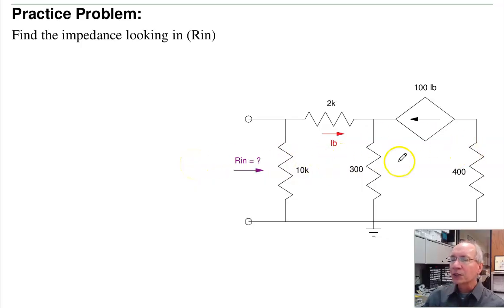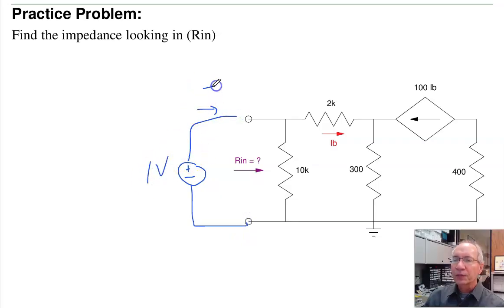Solving it, I turn off the sources. There are no sources. And find the resistance looking in. I don't really know because that current source is messing me up. So in that case, let's apply a test voltage. I'll apply a 1 volt test. Find the current draw. Then the Thevenin resistance is just 1 volt over Ix.